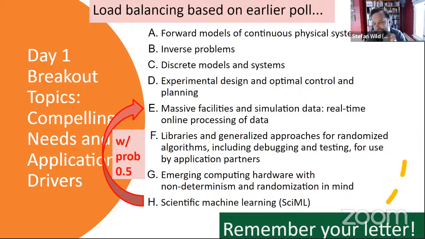If you indicated that your first choice for a breakout today was scientific machine learning, we'd like to strongly encourage you to consider moving to massive facilities and simulation data, in particular the real-time and online processing of data. I think that's going to be a very fun breakout, so I'm going to take a solid push for E. Of the many of you who selected scientific machine learning as your first choice, roughly half should move over to E to get a balance between those two sessions. The incentive for doing so is that these are really balanced breakouts, and if everybody who chose scientific machine learning stays there, you're going to be one in a large crowd.